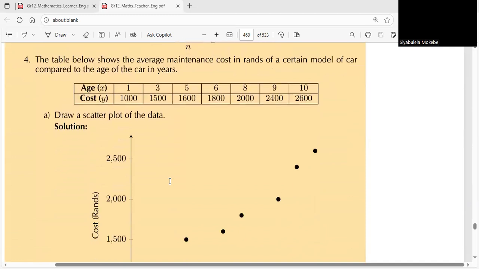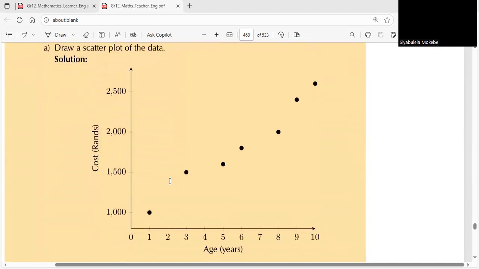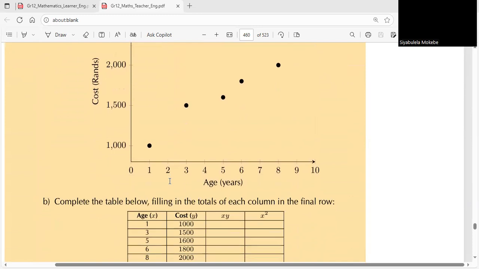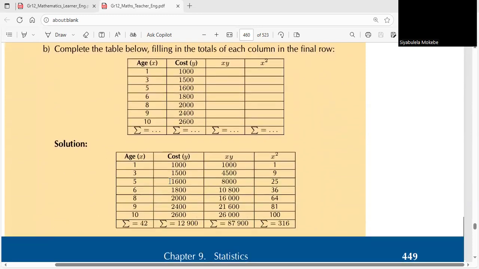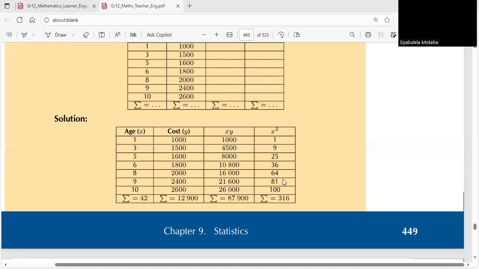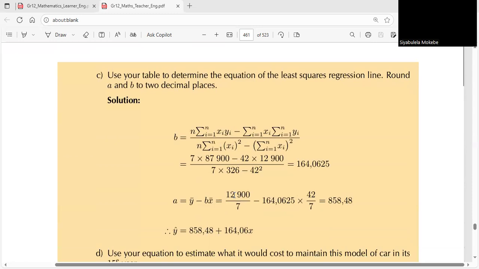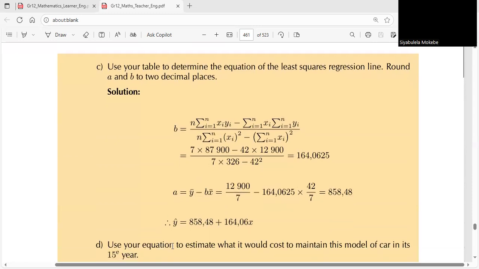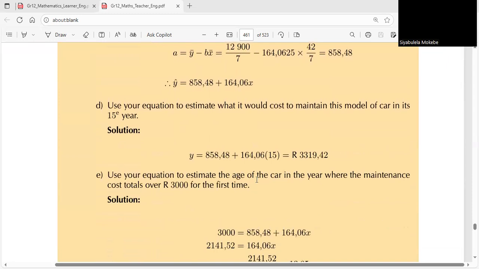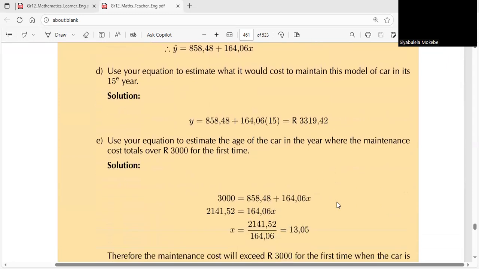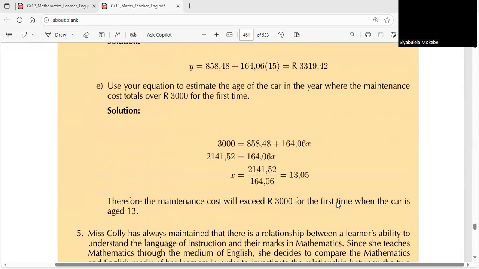And number four. A. That's your scatter plot there. And B. Those are your numbers. And C. Y is equal to 858.48 plus 164.06x. And D is that's E.